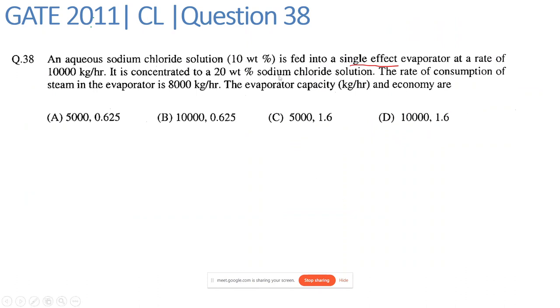So this is question 38 of GATE 2011, and we have been given that an aqueous sodium chloride solution is fed into a single effect evaporator at a rate of 10,000 kg per hour. It is concentrated to a 28% sodium chloride solution. The rate of consumption of steam in the evaporator is 8,000 kg per hour. The evaporator capacity in kg per hour and economy are dash.